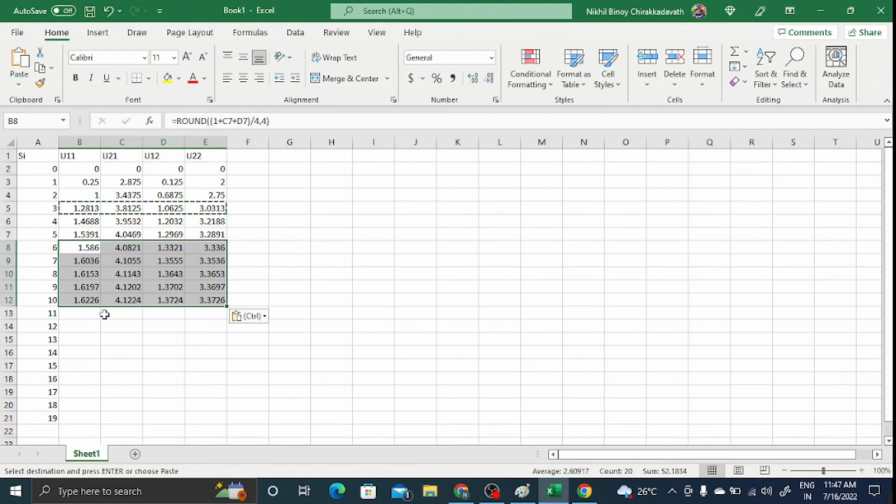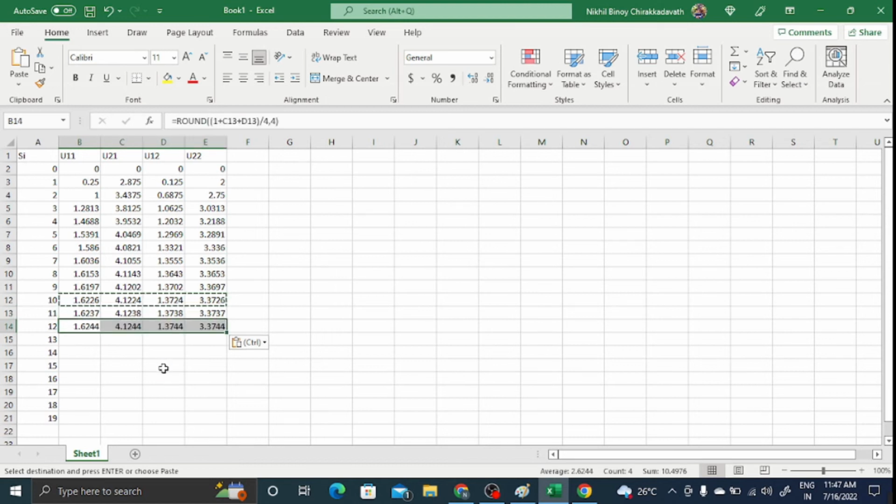But in real life, what is the termination condition? The termination condition is if the current iteration value and the previous iteration value are the same, then we have to stop. So here you can see that the 10th iteration values and 9th iteration values are not the same. So in real life, we have to continue. This is the 11th iteration, again it is not the same, so we continue. This is the 12th iteration, again it is not the same, so we continue. This is the 13th iteration, that is not equal to the 12th iteration value, so we continue.